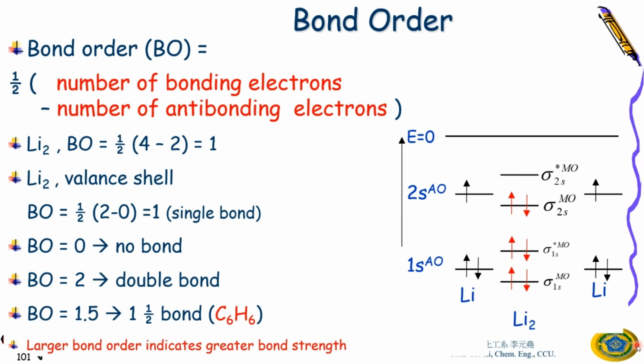And what happens if I have a double bond or a single bond? As you know, the larger bond order indicates a greater bond strength. It means that if you have a double bond, this double bond is difficult to break. It requires higher energy to break this double bond. Right?